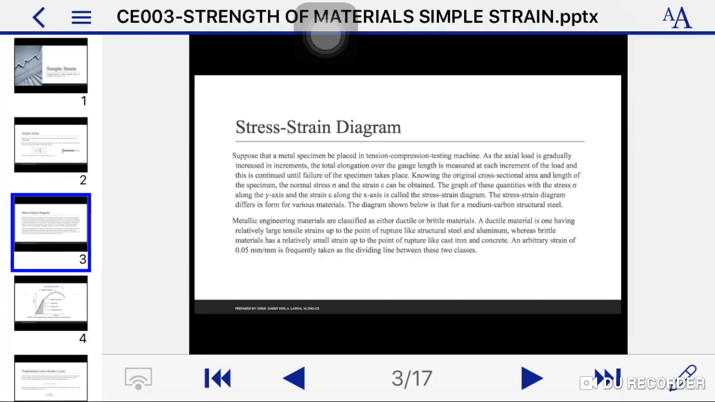The stress-strain diagram differs in form for various materials. Ibig sabihin niya, nag-iiba siya every type of material. Metallic engineering materials are classified as either ductile or brittle materials. A ductile material is one having relatively large tensile strains up to the point of fracture, like structural steel and aluminum. Whereas brittle materials have a relatively small strain up to the point of rupture, like cast iron and concrete. An arbitrary strain of 0.05 mm per millimeter is frequently taken as the dividing line between these two classes.